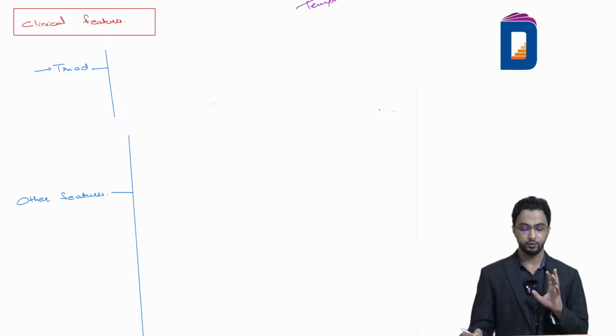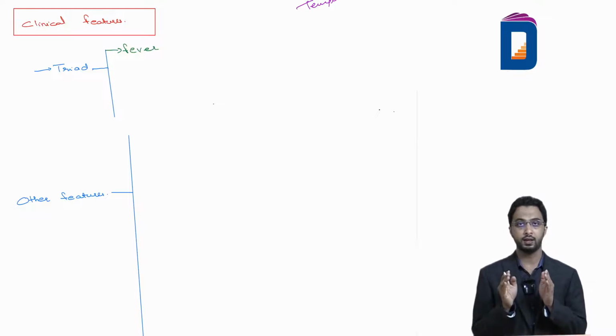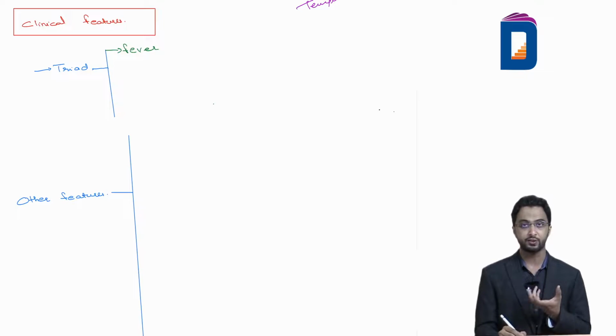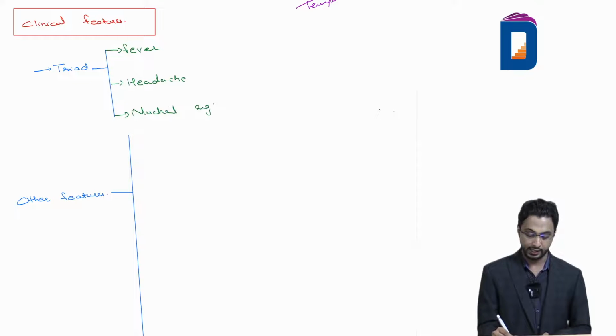Now, when you come on to the clinical features of acute bacterial meningitis, you have got a triad. And what is the triad? There are three things which are very characteristic: fever, headache, and nuchal rigidity. Nuchal rigidity, or neck rigidity.